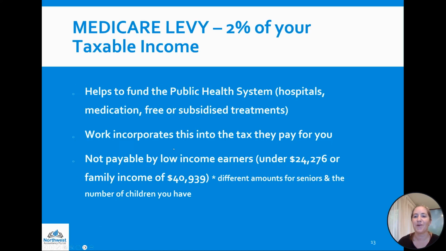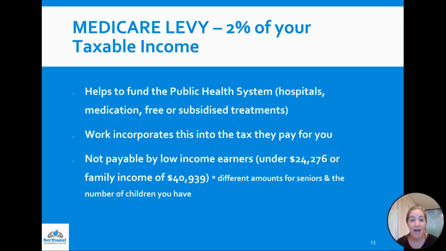Okay, moving on. Medicare levy. Hopefully everybody's following that. Give me a thumbs up if you are. Cool. Medicare levy, 2% of your taxable income. So why do we pay the Medicare levy? Awesome. Medicare levy helps us fund the public health system. So we are paying for hospitals, we're paying for Medicare, we're paying for free and for subsidized treatments. So that's what the Medicare levy is built in for.